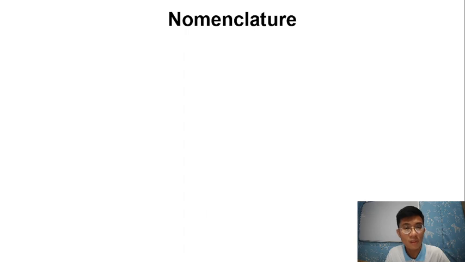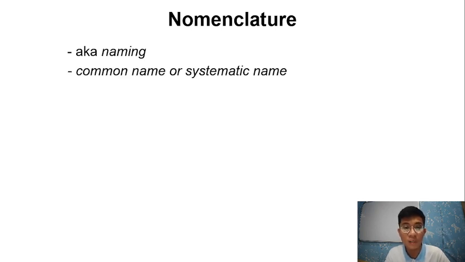So now let's start. What do we mean when we say nomenclature? In simplest terms, it's just naming. In naming our organic compounds, we will either give a common name or a systematic name. What's the difference between the two? The common name is the trivial name or the simplest name of the compound, and we usually use this common name in our everyday life.